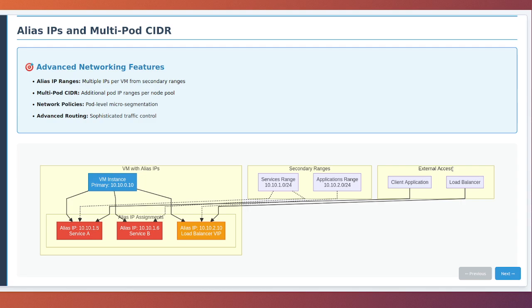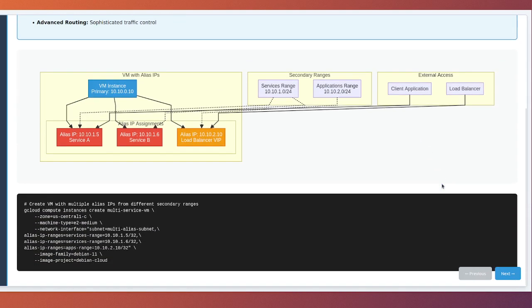For GKE, alias IPs are absolutely critical. Every pod gets an alias IP from the pod secondary range. But the applications go far beyond Kubernetes. You can use alias IPs for load balancer backends, for running multiple services on a single virtual machine, or for gradual IP migrations. The key insight is that these alias IPs are first-class citizens in your VPC. They can be reached directly from other virtual machines, from on-premises via VPN, and they show up in VPC flow logs.